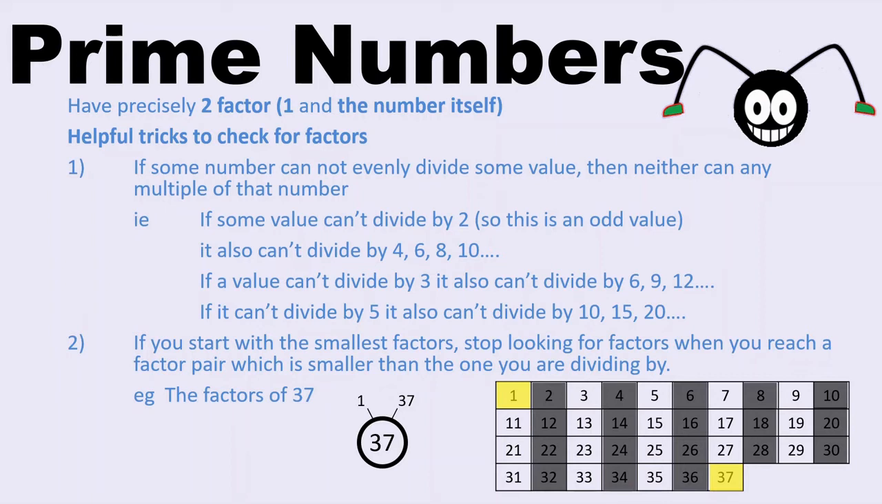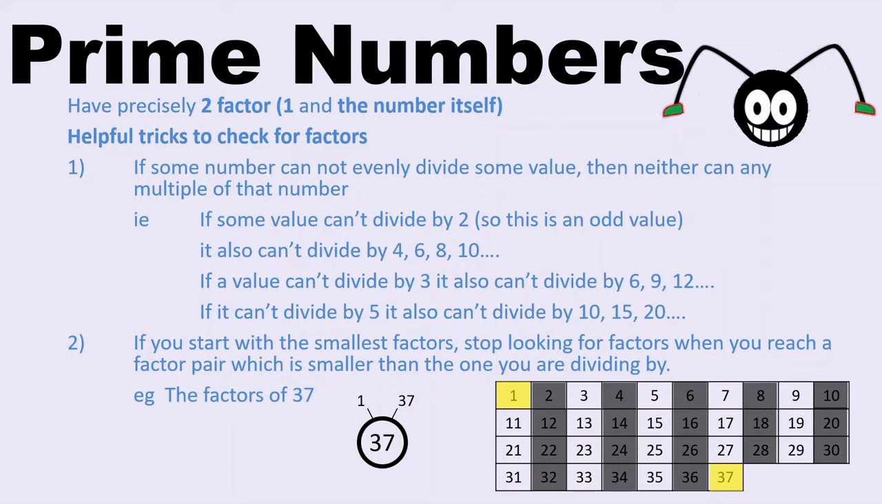If it can't divide by 2, it can't divide by any of the other even numbers. So as you can see, I've blacked all of those out. They're not possible factors for 37. You could try all of them if you like, but you'd be wasting your time. If you want to hit pause and give it a go, feel free, but I'm going to keep going.